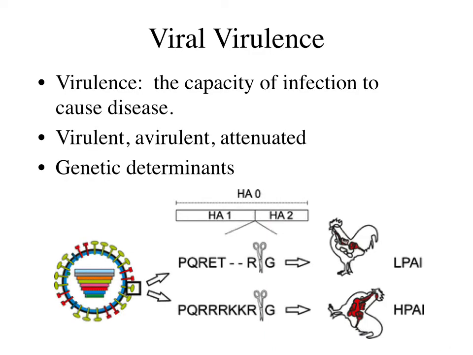We also need to consider viral virulence. Virulence is the capacity of the infection to cause disease. It's a quantitative statement of degree or extent of pathogenesis. And there are three different terms that we often see being used. If we refer to a virus as virulent, we mean that it causes significant disease. If it's avirulent, it causes no disease. And if it's attenuated, it causes reduced disease. So, for instance, many vaccine virus strains are attenuated. We can measure these things in a number of ways.